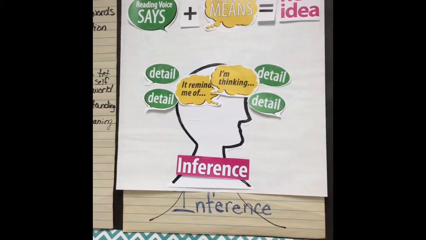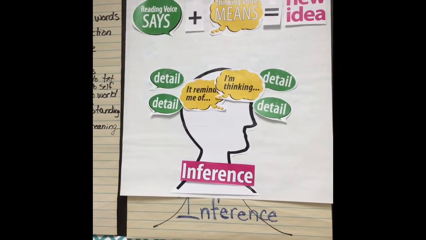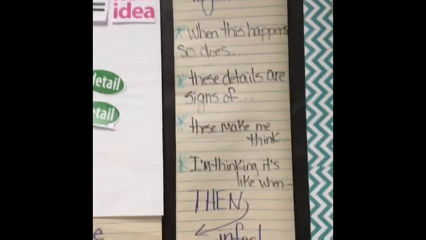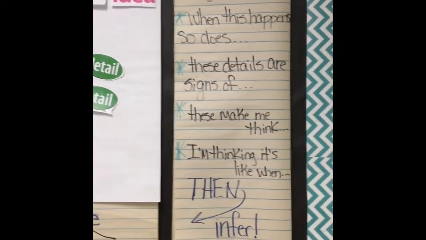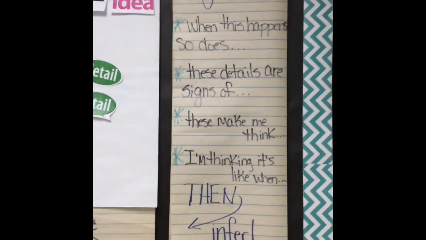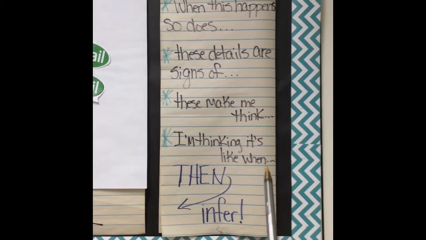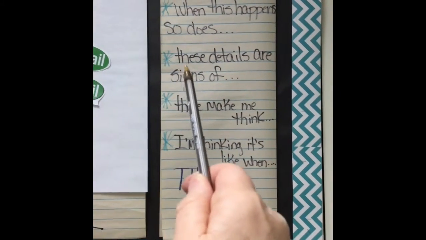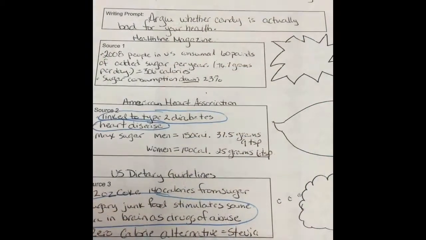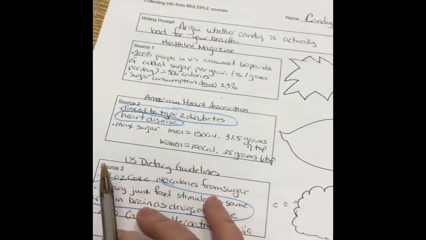In synthesis, which is what you're doing today, you're also collecting details, you're just collecting them from more than one source. When you jumble them up in your brain, the kinds of things that you might think are, you select specific details and you say, you know what, these details make me think, or, hey, when I group these details together, I'm thinking it's like when, or, oh, all these details, when I group them together, these are a sign of.